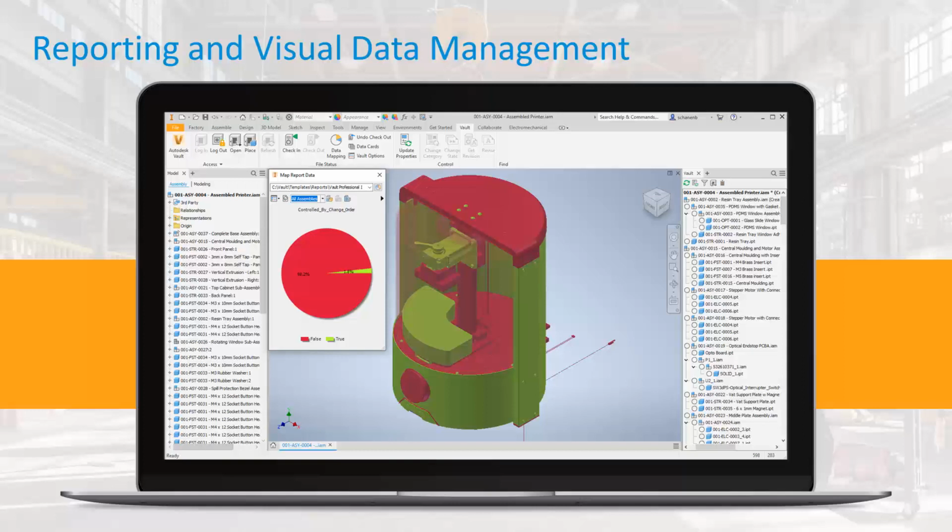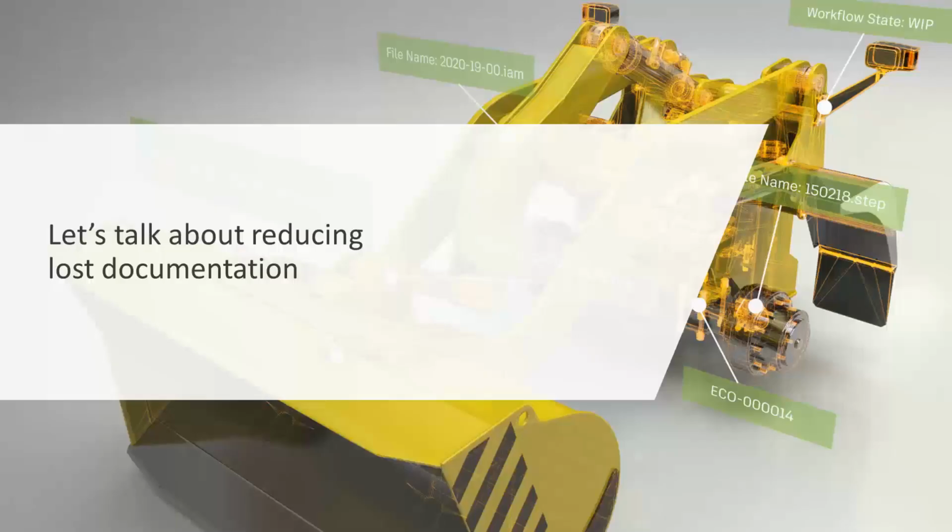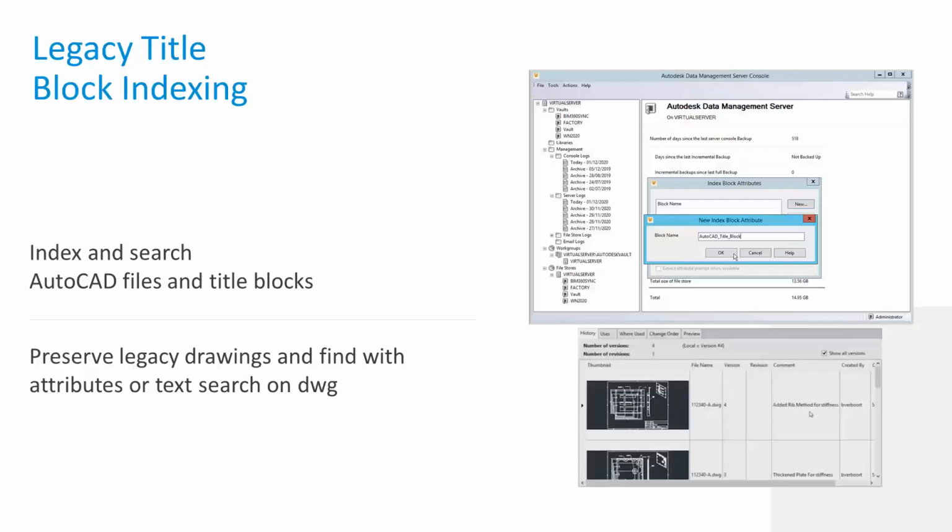You can map any property on your model. This is visual data management. Let's talk about reducing lost documentation. What happens when you check a file in? This is where it grabs all the properties. This makes it easier to find your files again.